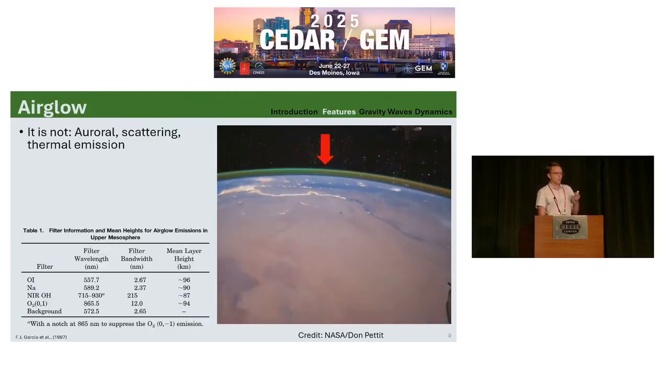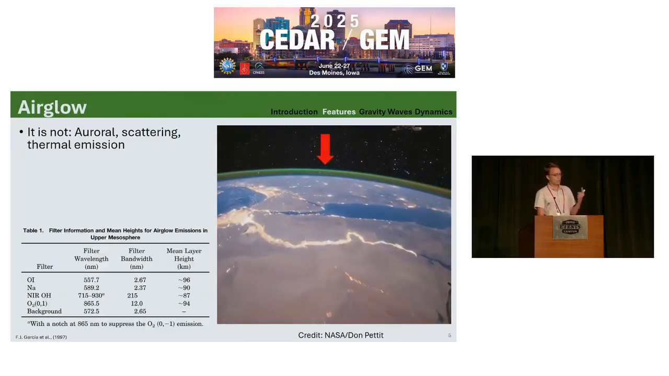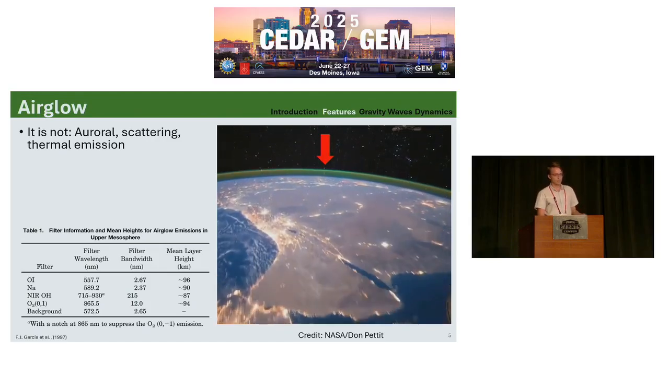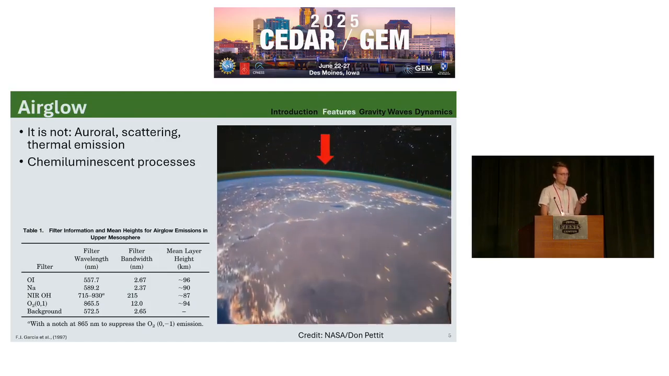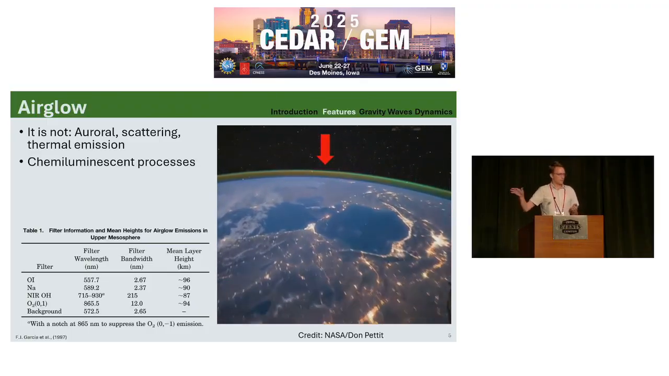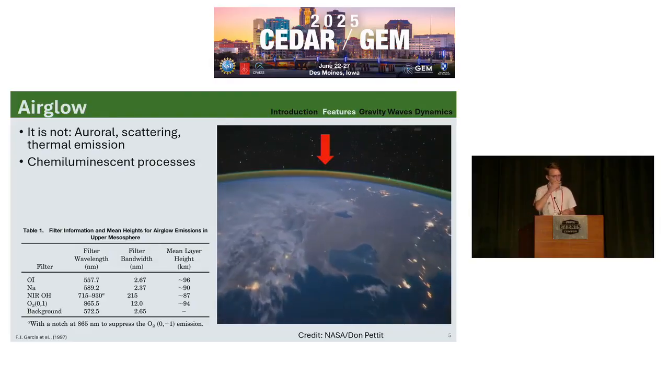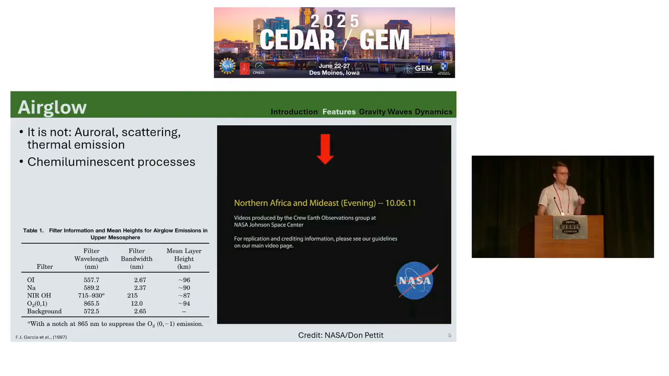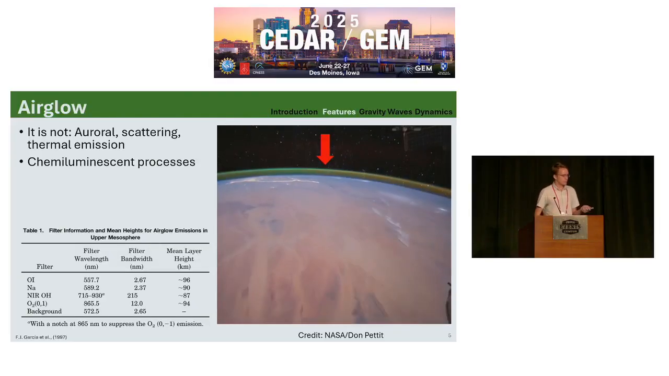Airglow, first thing I want to say is airglow is not auroral, it is not scattering, it is not thermal emission. It is the result of chemiluminescent processes. And so you can see that permanent airglow layer. I put a video because it's a little easier to distinguish it from surface lights. But you can see that is a permanent, pretty thin layer that we're seeing here.